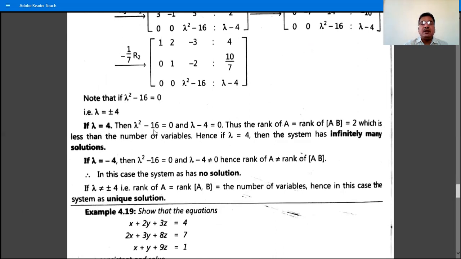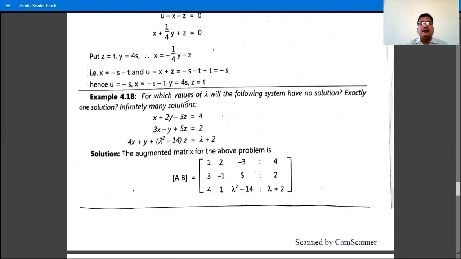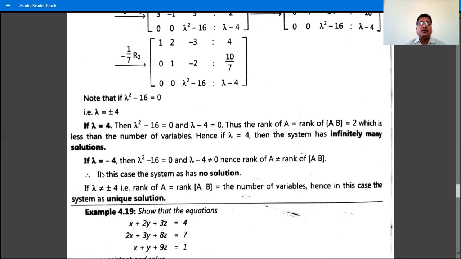If lambda is 4, then lambda square minus 16 is 0, and lambda minus 4 both are 0. In that case, rank of A is equal to rank of AB is equal to 2, which is less than the number of variables, because the number of variables are 3. In the given system, the variables are X, Y, Z, that is, the number of variables is 3. In this case, the system has infinitely many solutions. That is, lambda is 4.